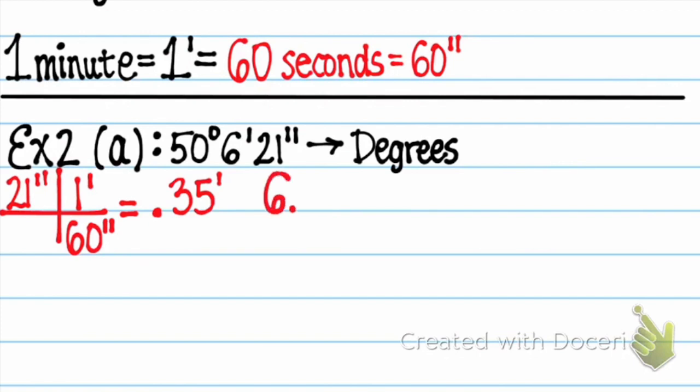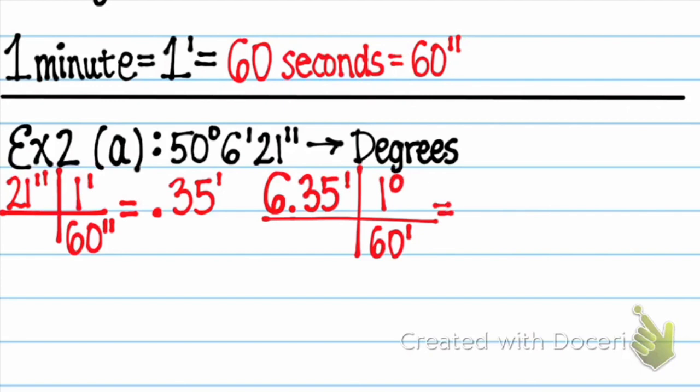0.35 minutes will tack on to the existing 6 minutes. Now we have 6.35 minutes. We want to get rid of the minutes and change it into degrees. The minutes must go on bottom if that's what we're trying to get rid of. 6.35 minutes times 1 degree over 60 minutes. Minutes will reduce, go away, cross out.